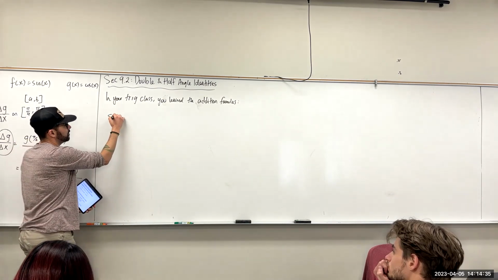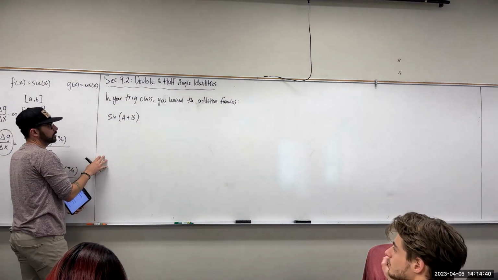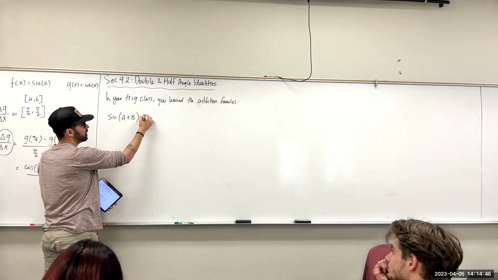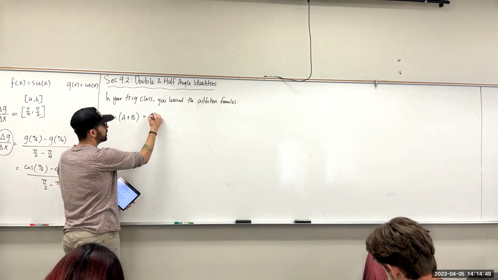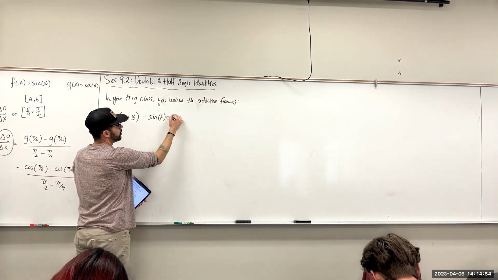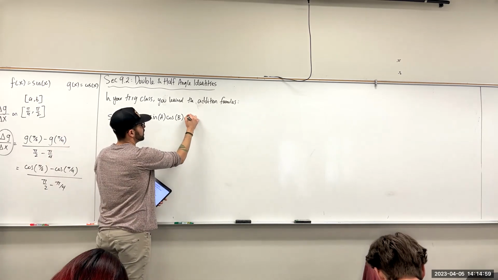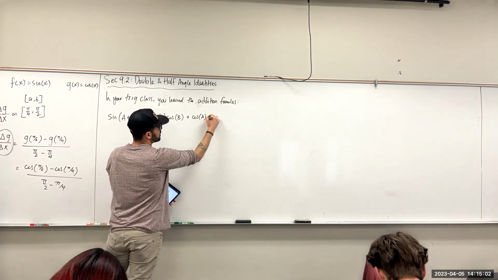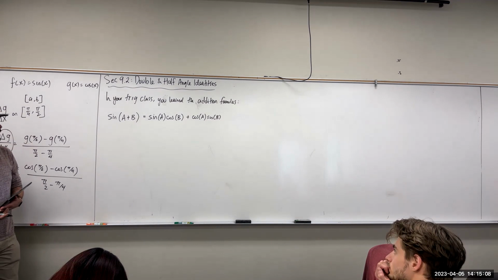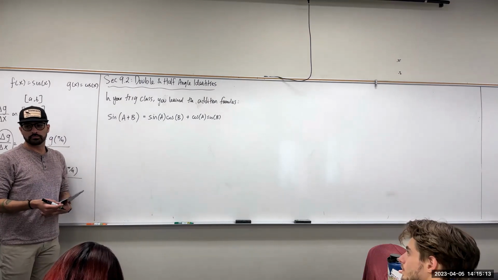If I've got sine and I'm adding two angles inside of it, unfortunately it's not just sine of A plus sine of B. It's more complicated than that. It turns out to be sine of my first angle times cosine of my second angle, plus cosine of the first angle times sine of the second angle. There's addition and subtraction, but right now I'm just going to use the addition.